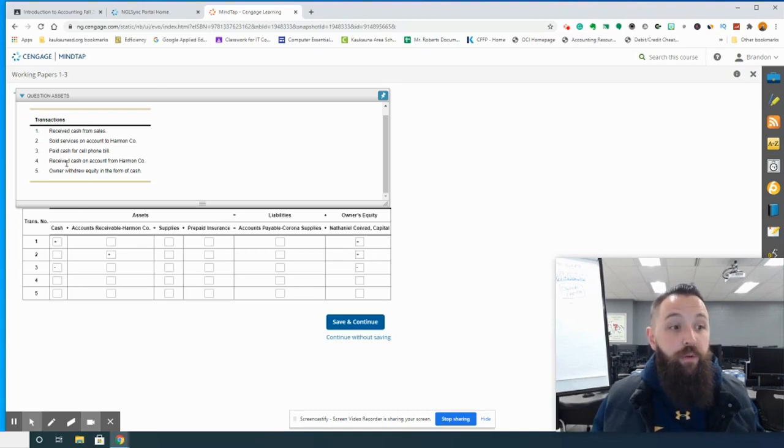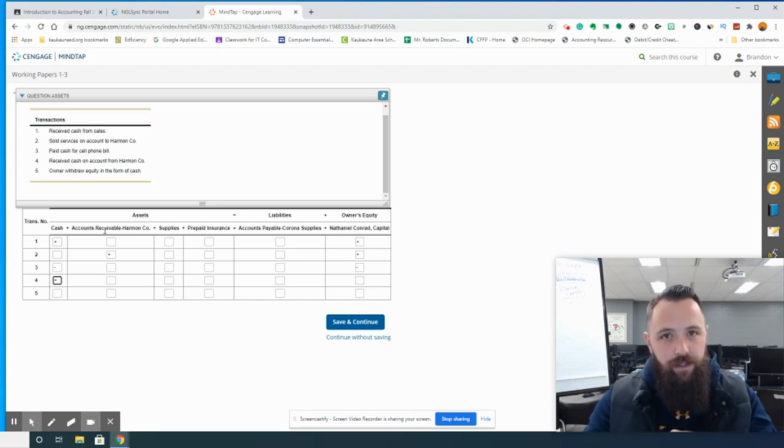So for number 4, we received cash on account from Harman Company. Now this is affecting our cash. So what accounts are going to be affected? Well, I received cash, but now Harman Company is paying us some of the money that they owe us. So remember, accounts receivable, just like accounts payable, is an account that looks at how much somebody else owes us, okay? Accounts payable is how much we owe somebody else. Accounts receivable is how much somebody else owes us as the business.